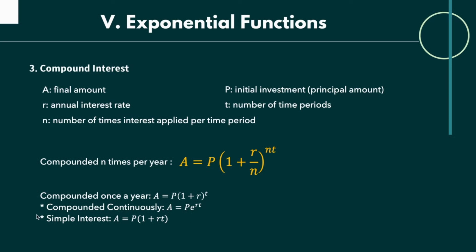We also included the formula for simple interest for reference, where P is the principal amount or initial amount, R is the interest rate, and T is the number of time periods or years. The final amount equals P times 1 plus RT. Since simple interest is not compounded, it is not an exponential function.